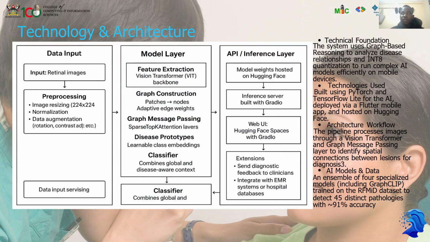So our technology and architecture is simple. It involves data input, whereby you input the retinal images, then you pre-process them. This is where image resizing, normalization, and data augmentation happen. Then we have the input serving. Then it moves to the model layer, where there's feature extraction using the ViT, the vision transformer. Then graph construction, where we have patch nodes and adaptive edge weights. Then graph message passing, with sparse top-k attention layers. Then disease prototypes and the classifier, which combines the global disease-aware context.